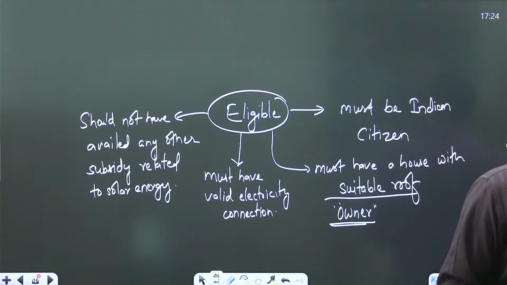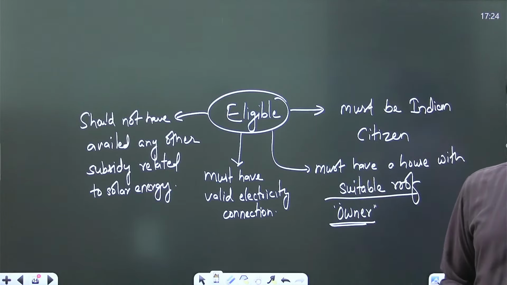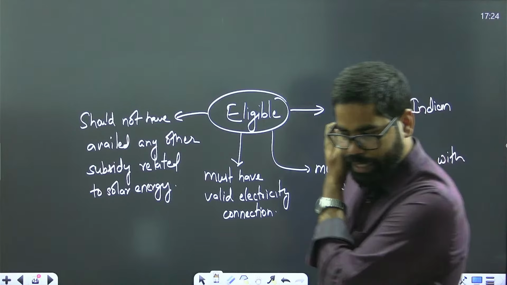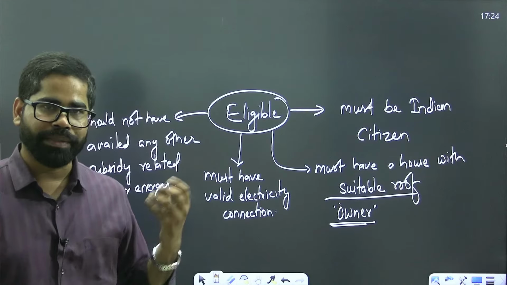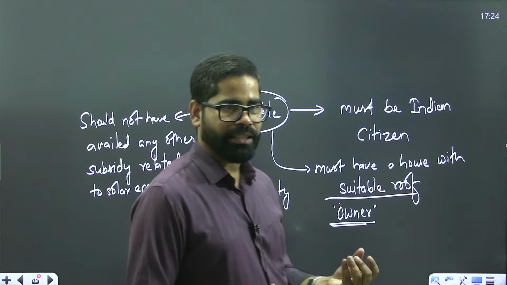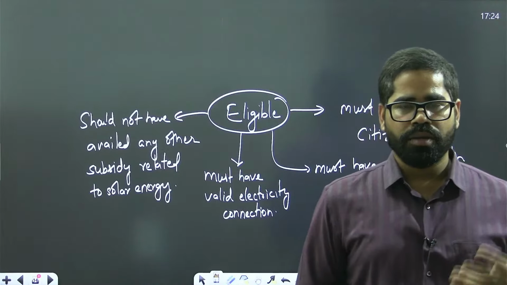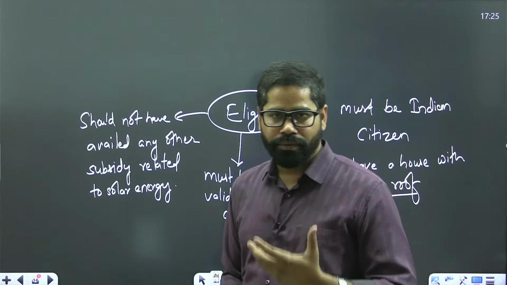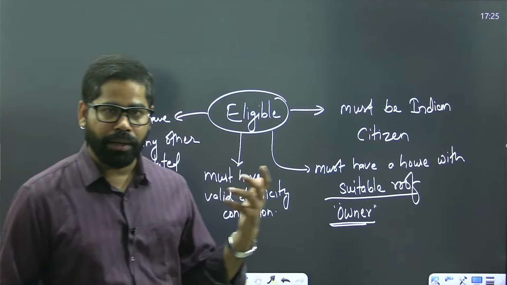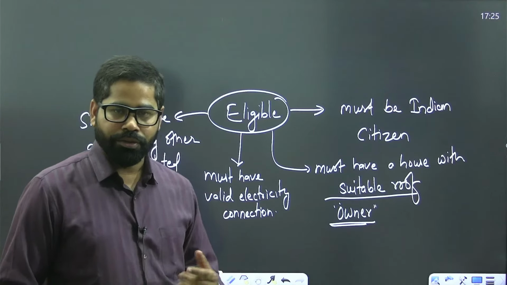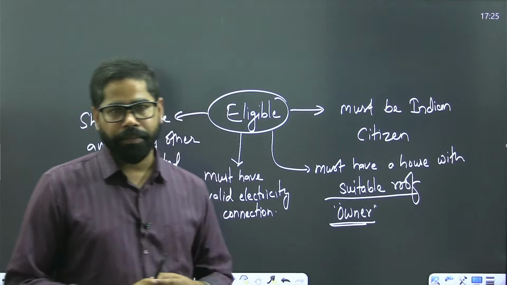So in that condition, they are going to get subsidy for rooftop solar installation. For 1 kilowatt, it is going to be 30,000, then 60,000, then 78,000. So maximum, this is the subsidy which is fixed. It is for domestic users. It is not for commercial users. So this is the aim of the government.